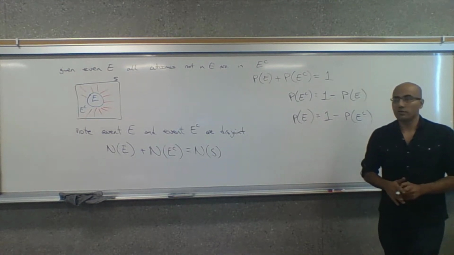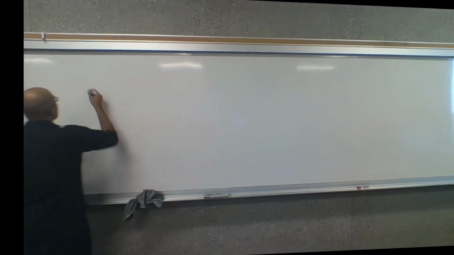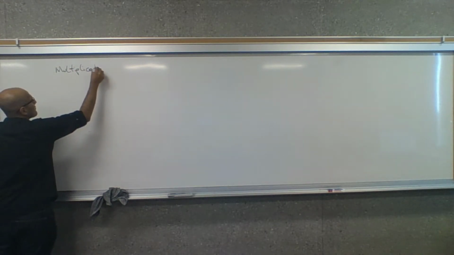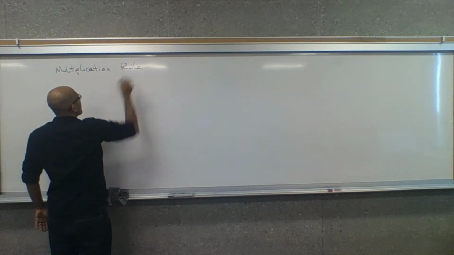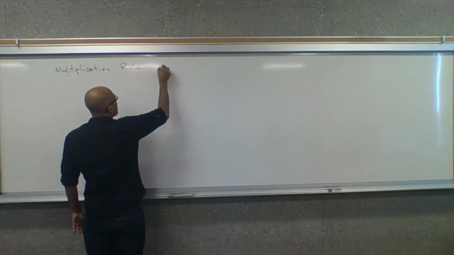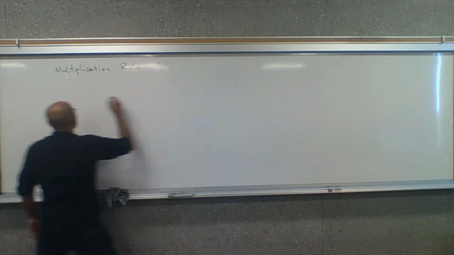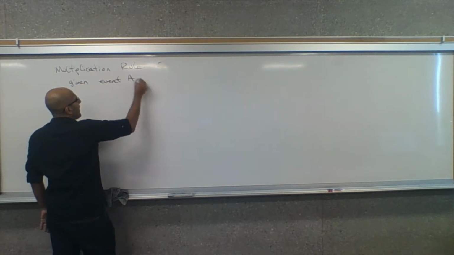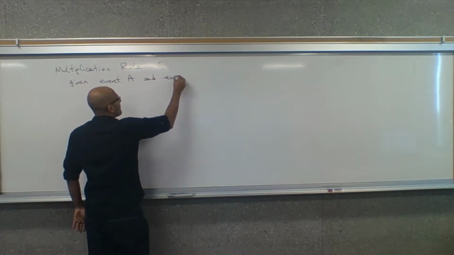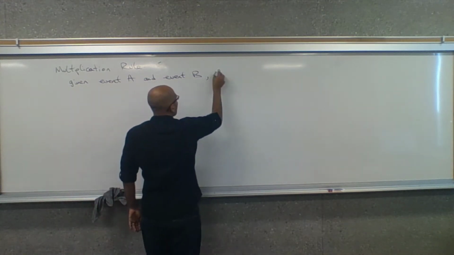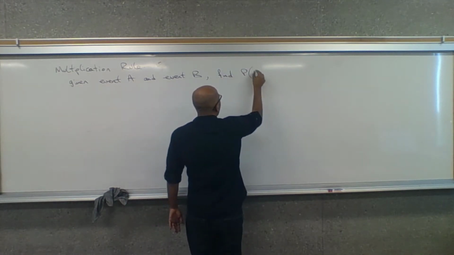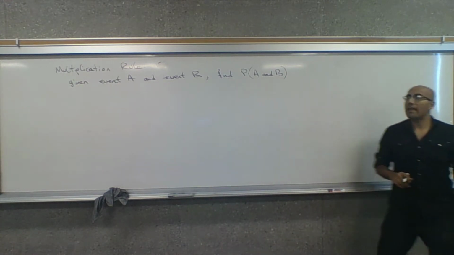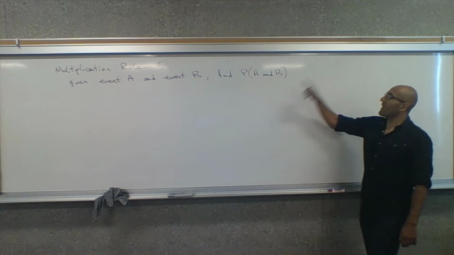Good? Good. Okay, last rule, the multiplication rule. Right? This is involving this. We want to find, given event A and event B, the probability of A and B. That's what we're after. Given event A and event B, find the probability of A and B.